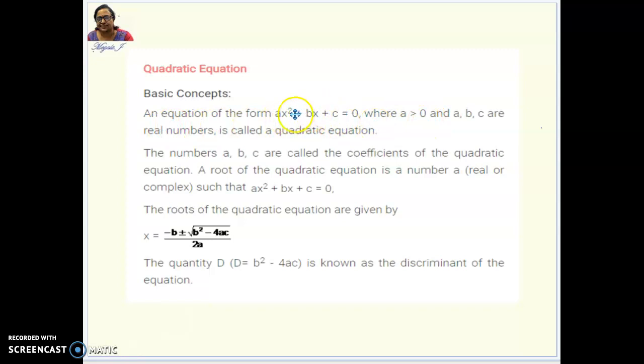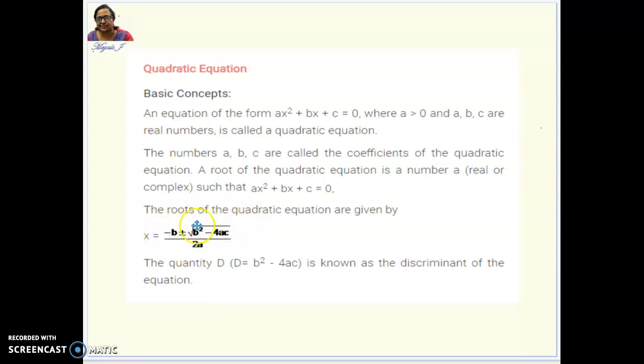Suppose a is equal to 0, then we cannot call this a quadratic equation, because the x square term exists only because of a. If it doesn't exist, then it is not quadratic, it becomes a linear equation. These are all the coefficients a, b, c, and c is a constant. There is nothing much to explain in this.